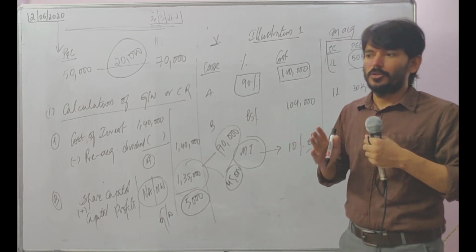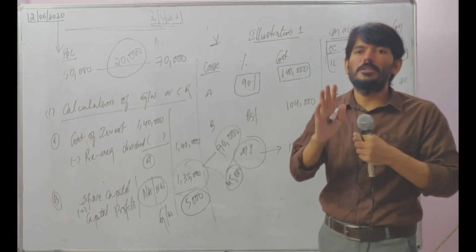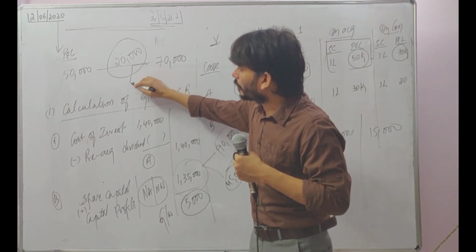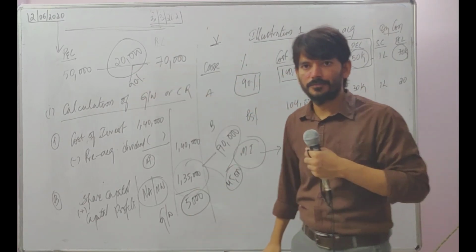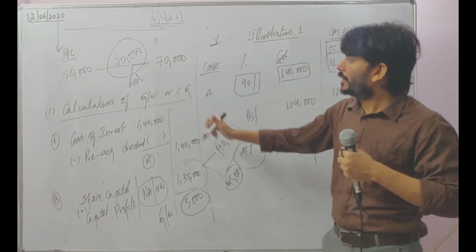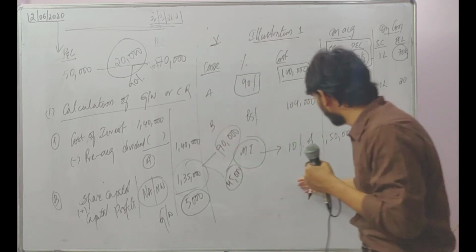You can take it. Post-acquisition profit, you are eligible to take it into your P&L. How much can you take? Out of 20,000, only 90% is yours. 20,000 multiplied by 90%, you will take it into your P&L account. The remaining 10% will go to the minority interest.